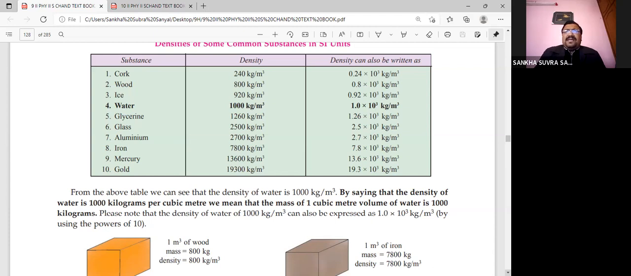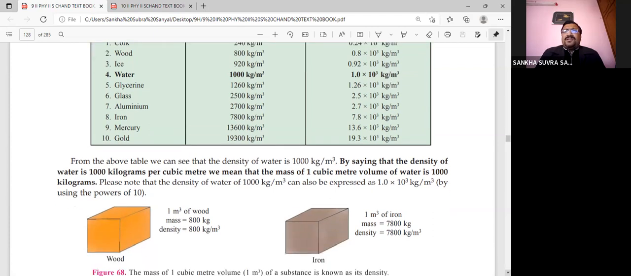So when we say that the density of water is 1000 kg per meter cube, what we actually mean by that? By saying that the density of water is 1000 kg per meter cube, we mean that the mass of 1 cubic meter volume of water is 1000 kilograms. I am so sorry, 1000 kilograms. Got it?